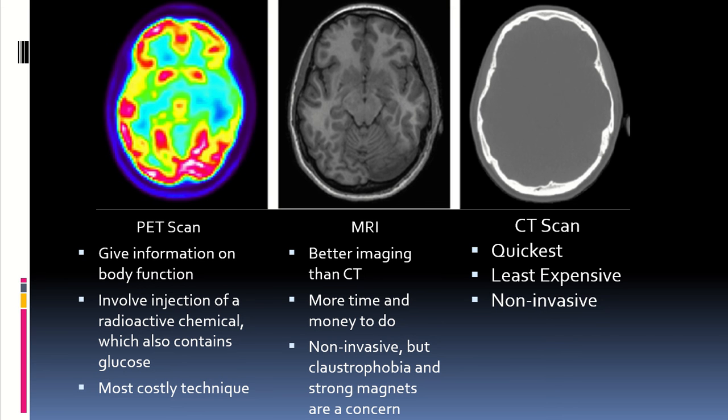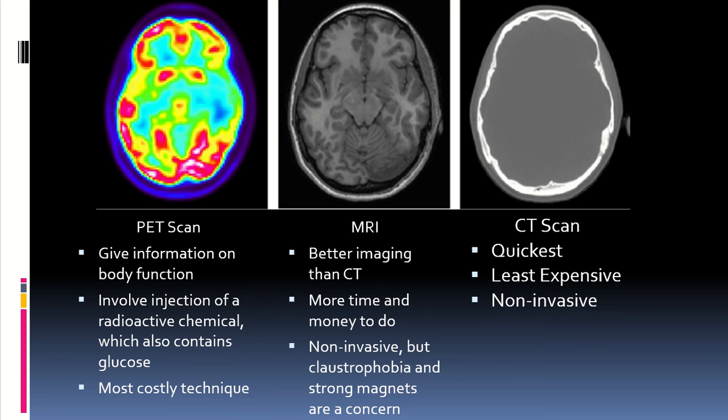And a CT scan, compared to an MRI, will also give structural information, but to a much lower quality. It is the quickest and least expensive. So if that's something you need to worry about when it comes to cost of insurance, a CT scan is a much simpler, quicker option. And least expensive, typically non-invasive.